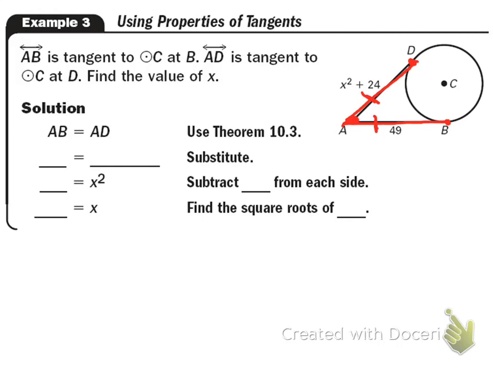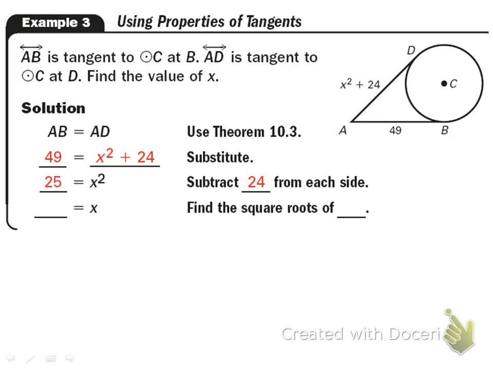Plug in what you know about AB. AB is 49, and AD is x squared plus 24. You want to solve this and get x by itself. Joey, what would you do to get x by itself? Subtract 24 from both sides, so it would end up with x squared is equal to 25.